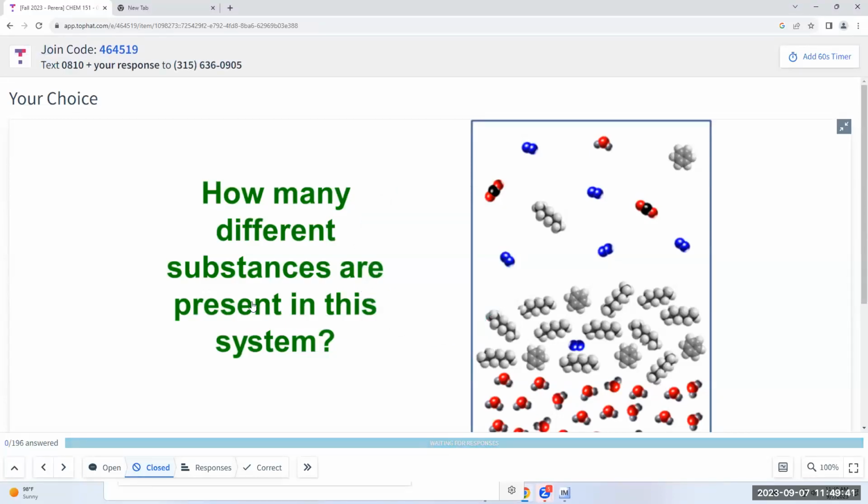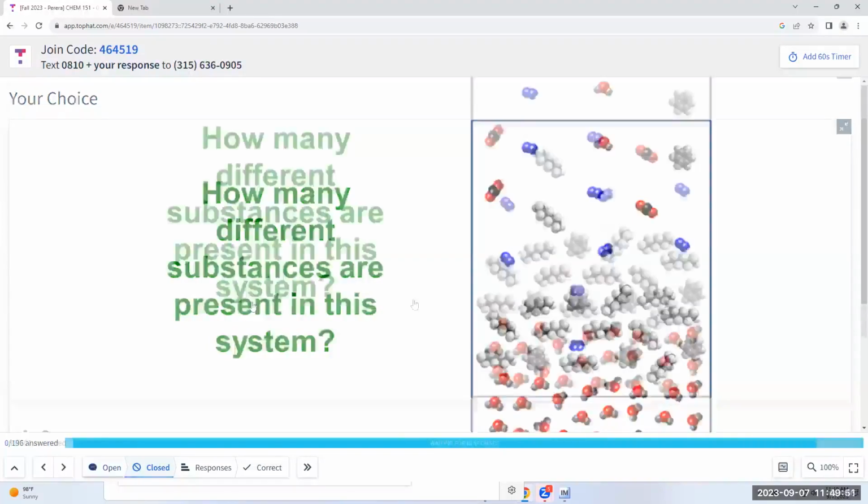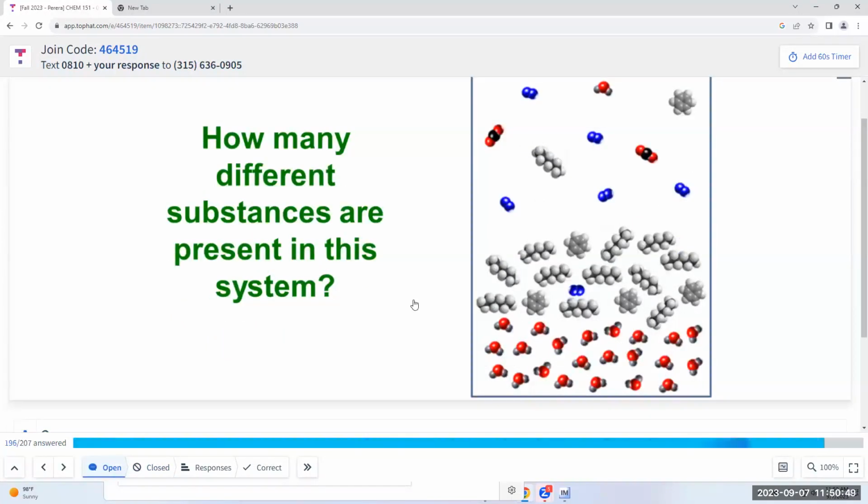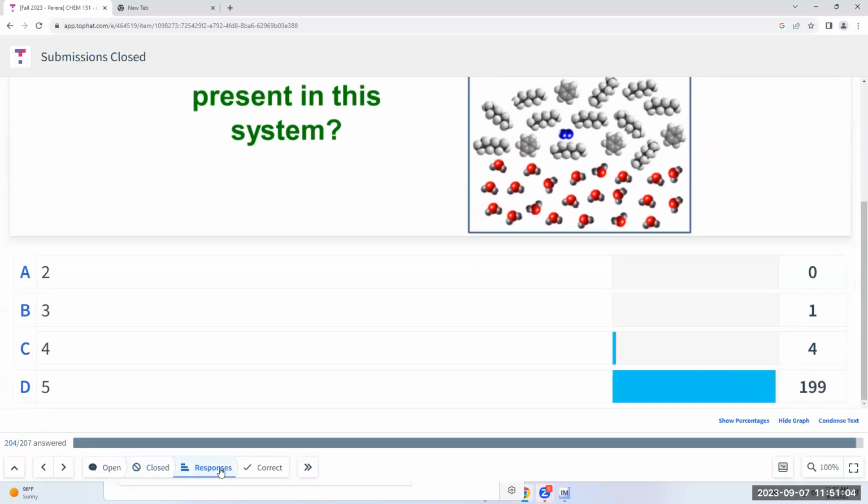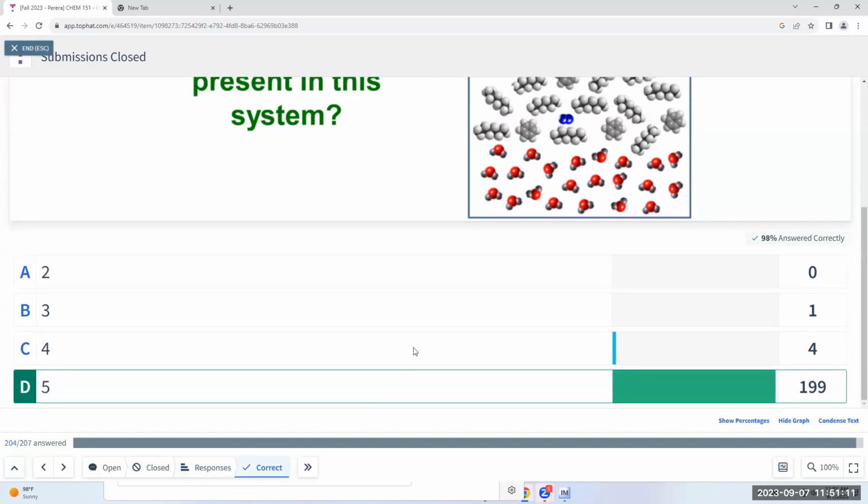Let's look at this. Question number 1. How many different substances do you see in the system? Okay, go ahead. All right, I think we already have more than 90% answers, which is great. I'm going to close this question in 5, 4, 3, 2, and 1. And then here are our responses. Look at that. Almost everybody agrees that there are 5 different substances here. 98%.